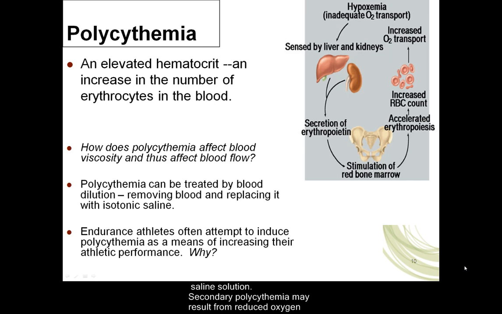Secondary polycythemia may result from reduced oxygen content induced by lung disease, heart disease, pregnancy, or increased altitude stimulating increased EPO production. Can you think why an athlete would want to train at a higher elevation to stimulate increased amounts of red blood cell synthesis?